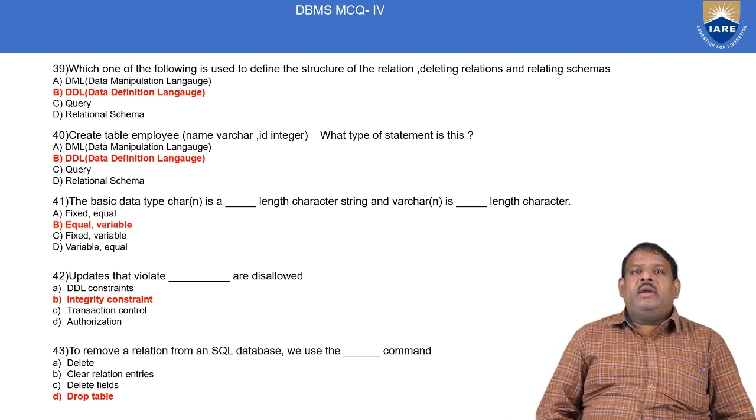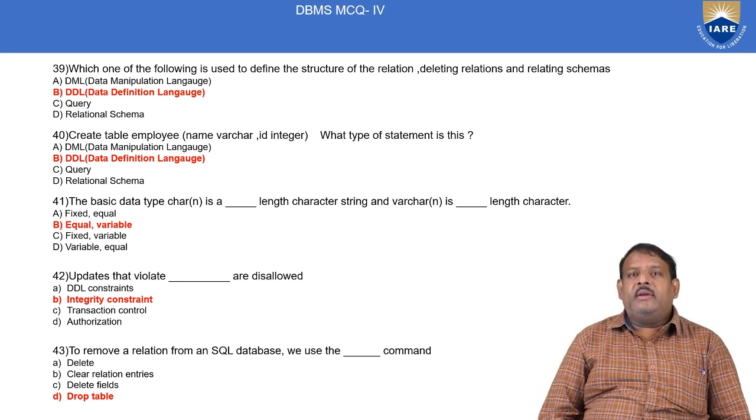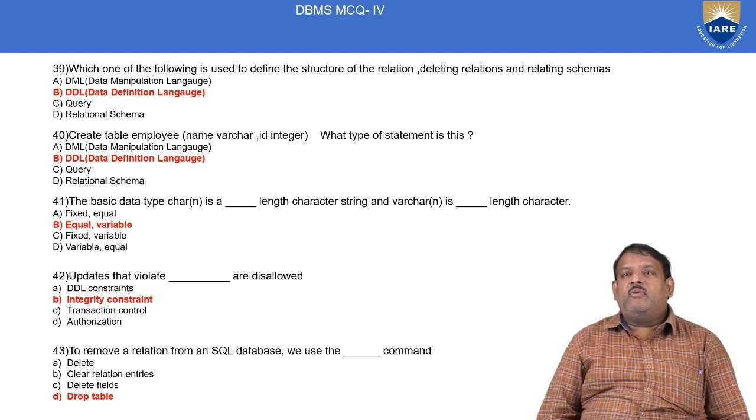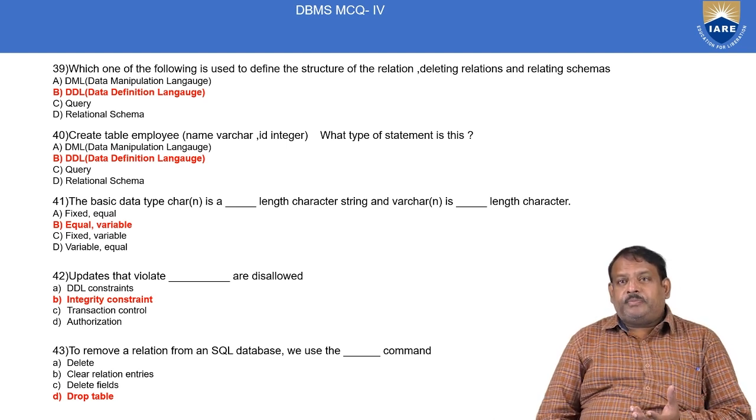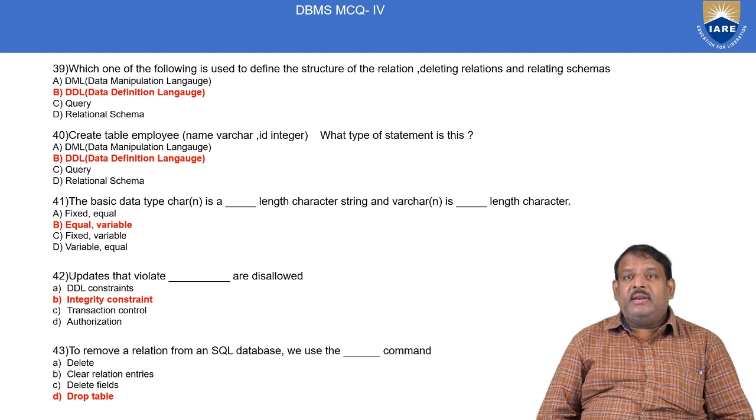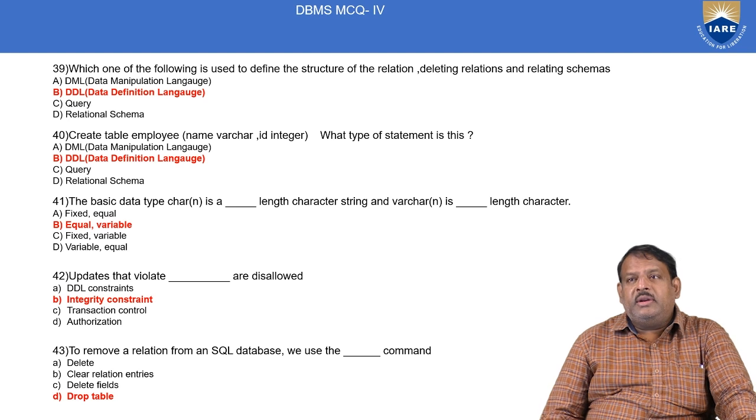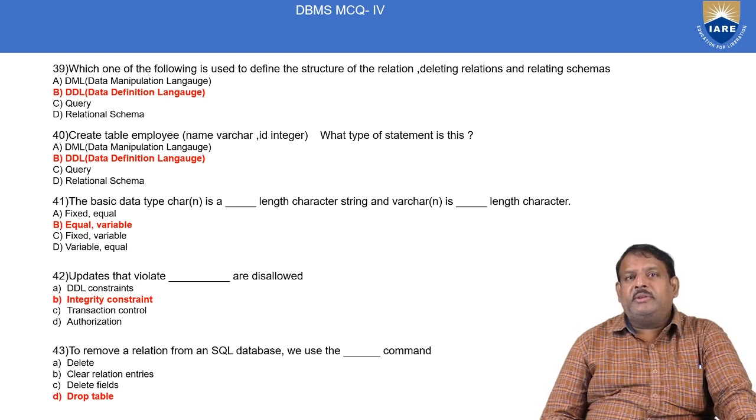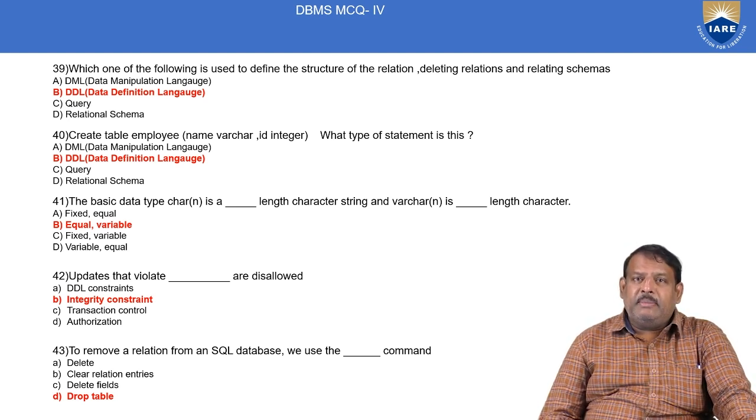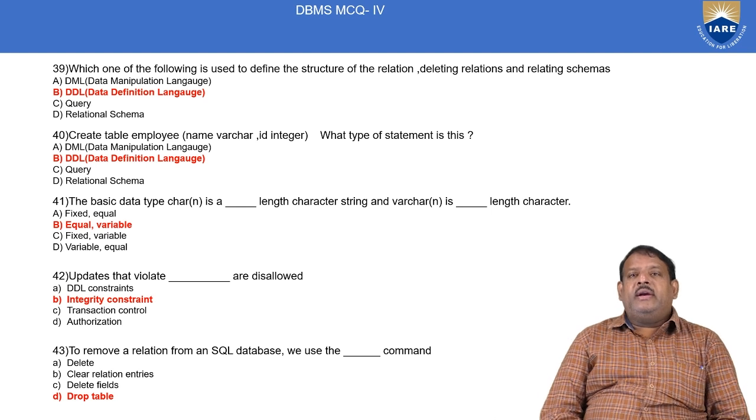Next, create table employee, name varchar. So he is creating a table called employee having two columns, name as a varchar field and ID as an integer. Here it is also creating a table, meaning we are defining a table structure. That is only possible by using the commands called DDL. DDL is a command used to create a table or drop a table or alter a table. So we have to use the DDL, that is data definition language.